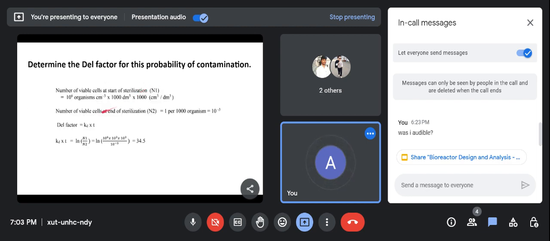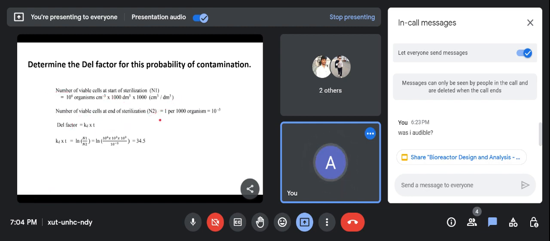Square, okay, into the 1000 dm cube, which is the scale of the vessel. But you have to convert it into centimeter cube, because the amount of cells is given per centimeter cube. Right? You have to convert this dm cube into centimeter cube. So for that you multiply it by 1000, because one decimeter is equal to 1000 centimeters. Okay? So you get the total number of viable cells at the start of sterilization by this.